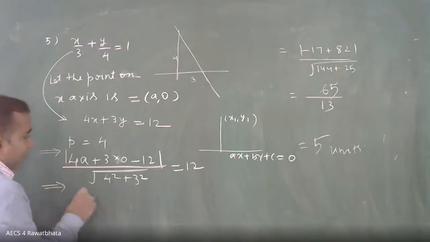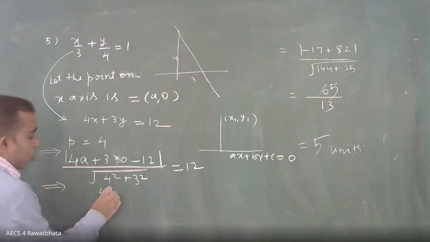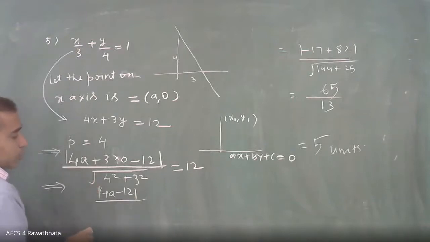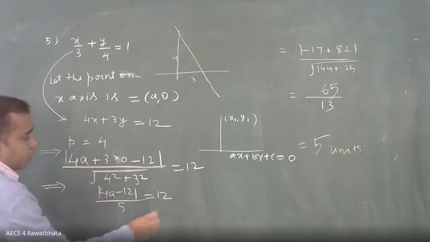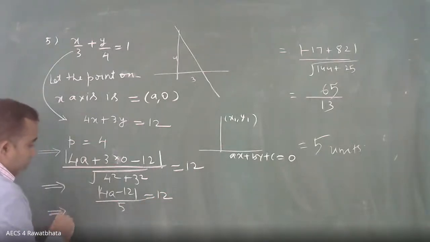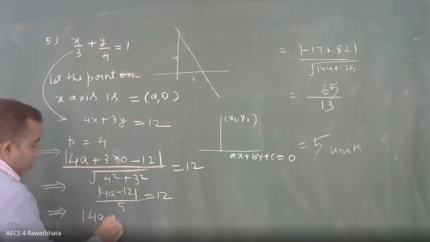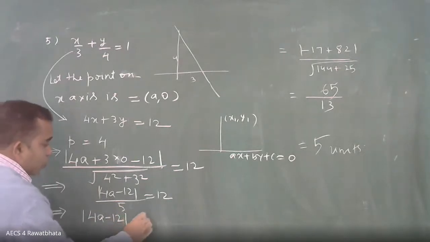Now you simplify. This is going to be 4a minus 12, whole modulus, whole upon, this is how much? 16 plus 9 is 25, square root is 5, equal to 12. Cross multiply. Cross multiplication will give you 4a minus 12, whole modulus, equal to 60.